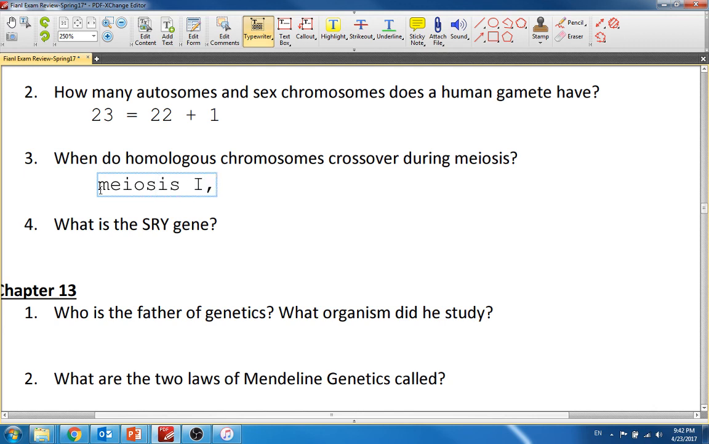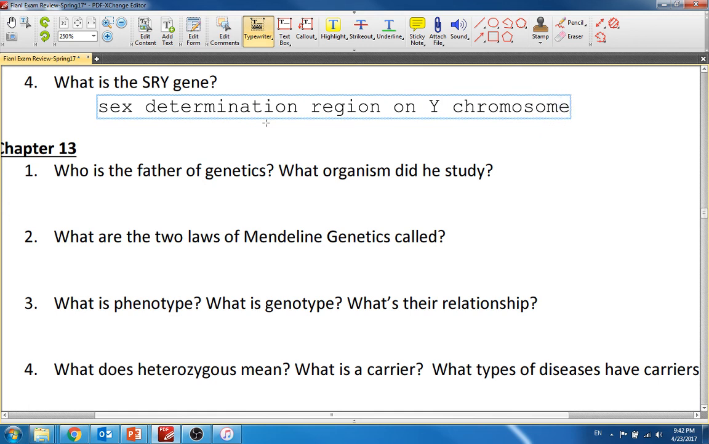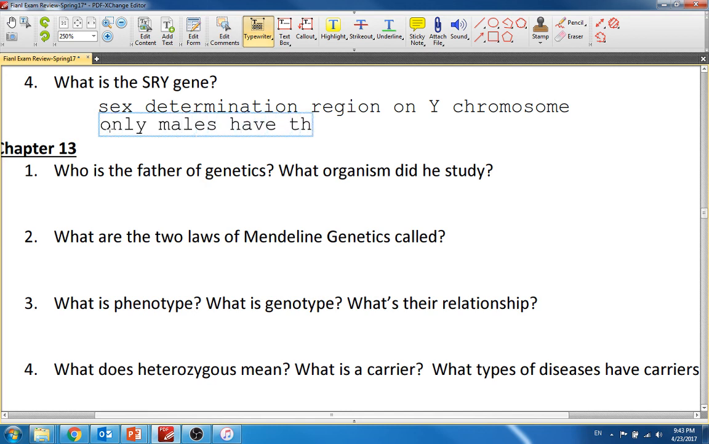Number 4, what is the SRY gene? SRY gene is the sex-determining region gene on the Y chromosome. This is the gene that tells the embryo, remember that in human, males and females start with the same genitalia that looks like female, but at a certain stage of the development, the SRY gene will cause the male fetus to produce testosterone. This hormone will then cause the male embryo to dismantle the female structure and start to grow testes and other male genitalia.